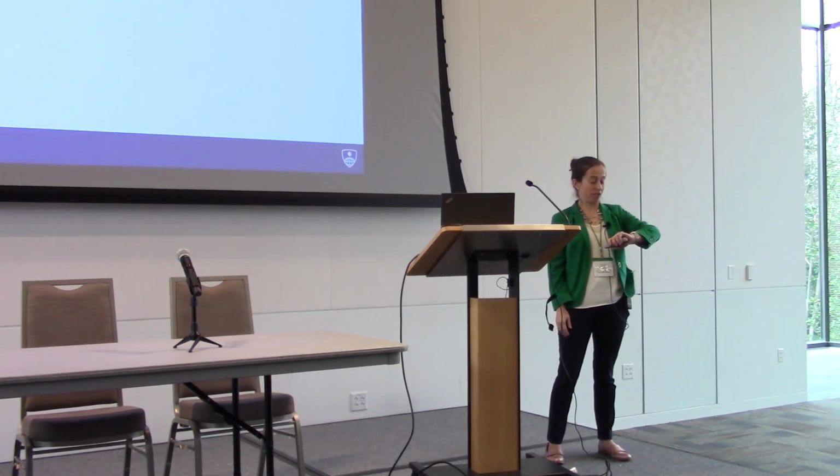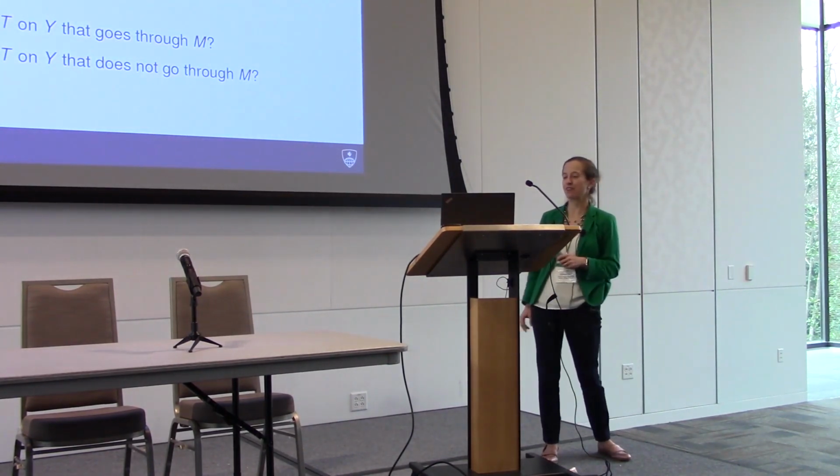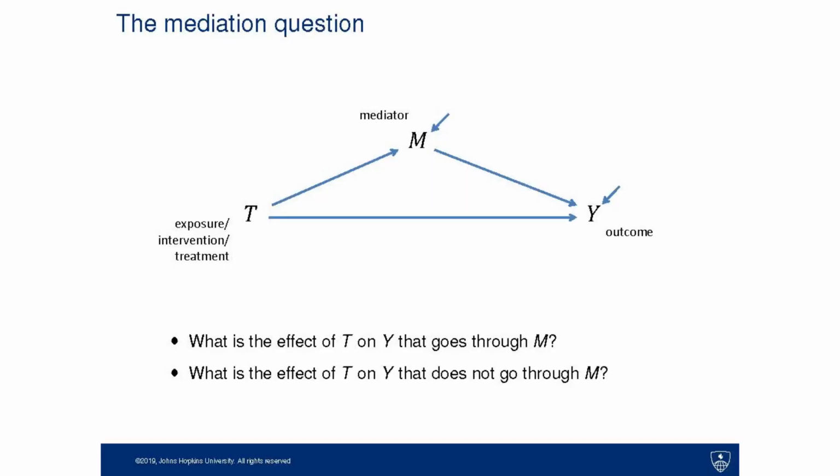Again, this is the part I'm really not going to cover, so I apologize if you have no idea what I'm talking about with mediation. But fundamentally, this is the, like, cliff notes sort of slightly loose discussion of mediation. The general idea is that we have some exposure, intervention, or treatment of some sort, T. We have some ultimate outcome, Y, and at a vague level, we're interested in examining whether the effect of T on Y goes through M.